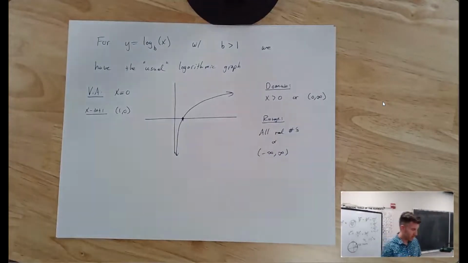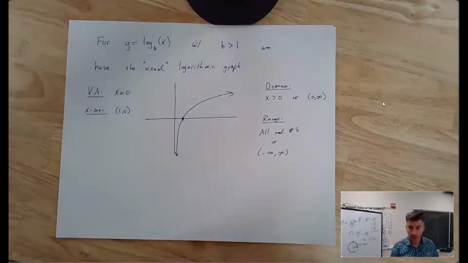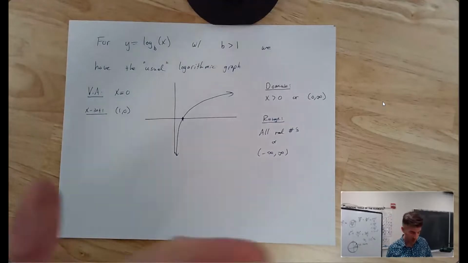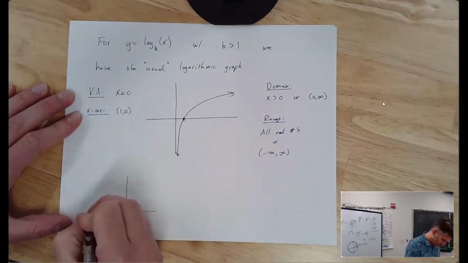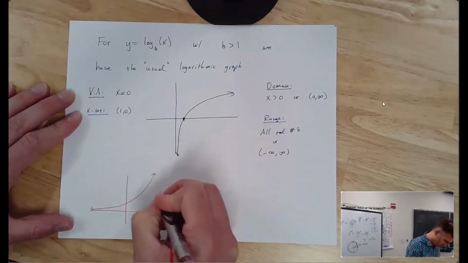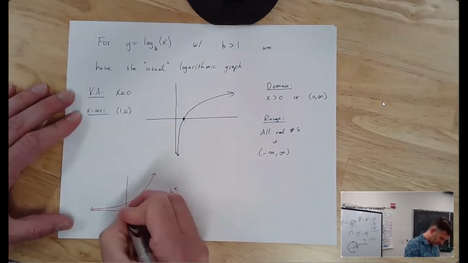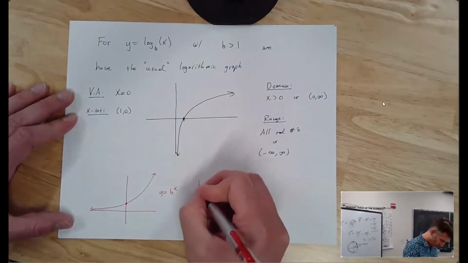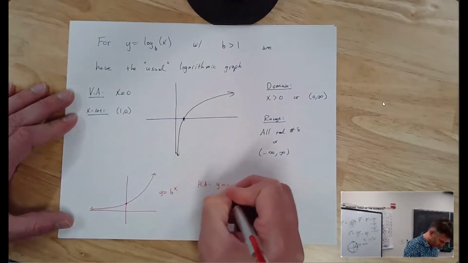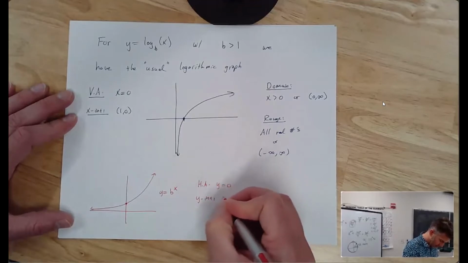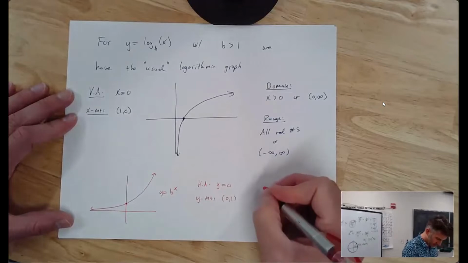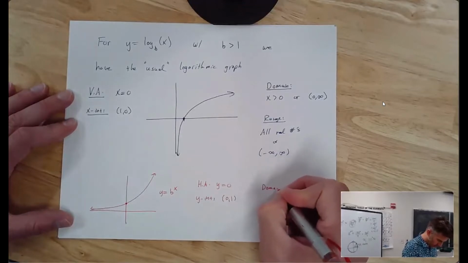And I will just point out, just so that you guys can kind of compare, remember when we graphed exponentials, everything was the opposite. So if you're graphing something like y equals b to the x, it's got a horizontal asymptote of y equal to 0. It's got a y-intercept of 0, 1. It's got a domain of all reals.